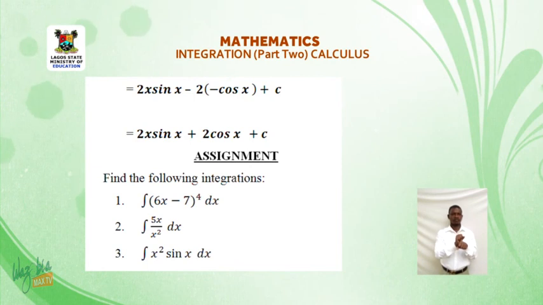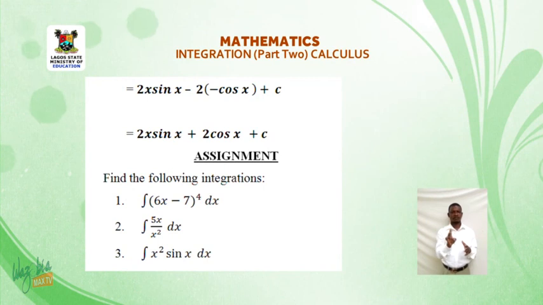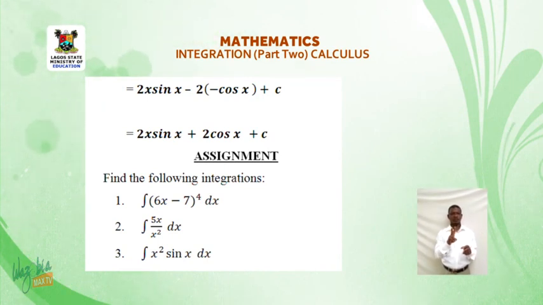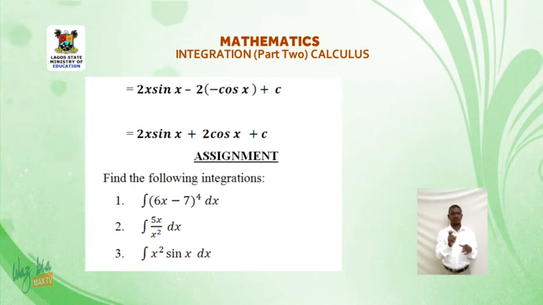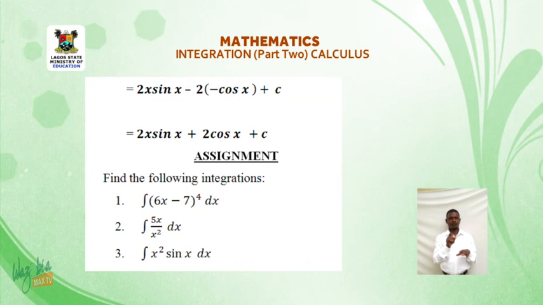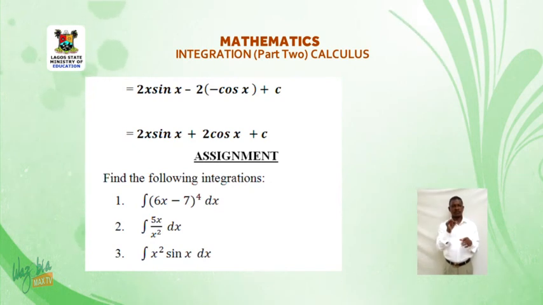Assignment. Find the following integrals. 1. Integral of (6x − 7) all raised to the power 4. 2. Integral of 5x over x squared minus 3. 3. Integral of x squared sine x.